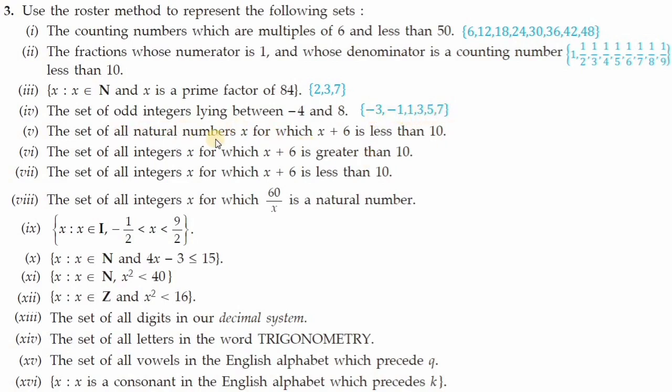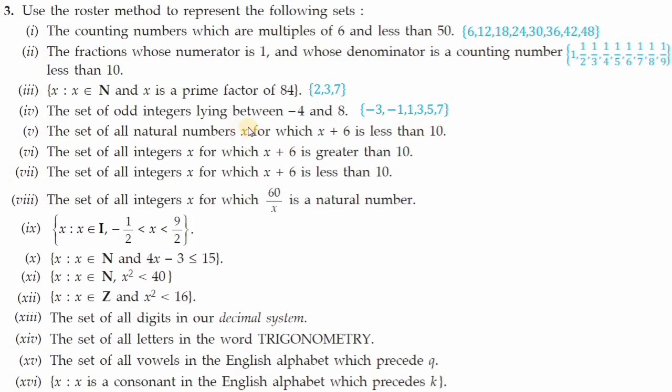Okay, set of all natural numbers x. Now you are writing the set of numbers x for which x plus 6 is less than 10. Now x is what? X is a natural number. And what is the first natural number? First natural number is 1. So if I put x equals 1, then what is this? 1 plus 6, and 1 plus 6 is 7. And is 7 less than 10? Yes. So that's why in my set, I can put number 1. Now let us put x equals 2.